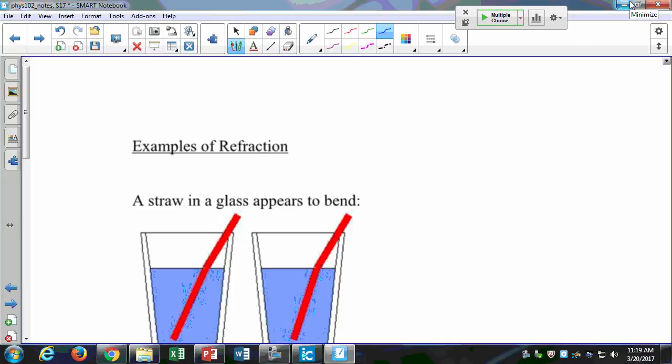Look, I brought a big piece of glass. You can see the light actually bends. Turn the lights off. Okay.